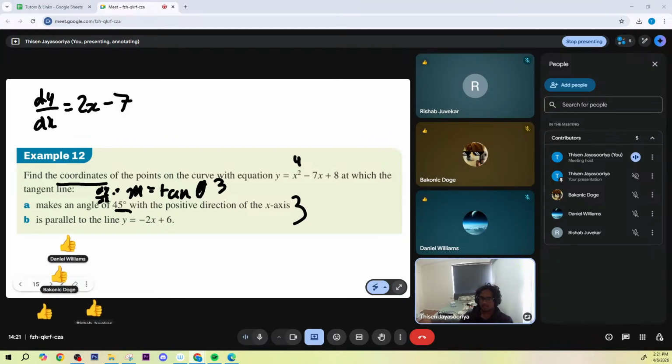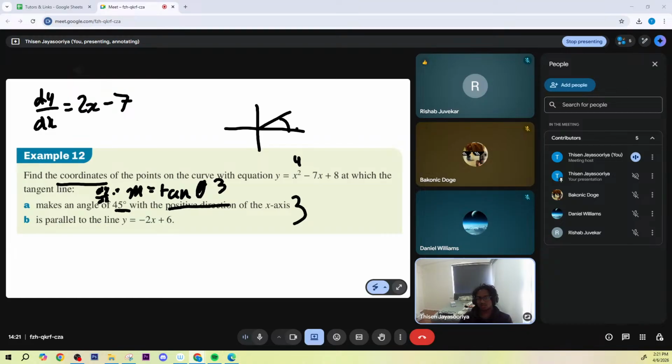The big thing is that it needs to be measured in the positive direction. So here, they measure it anti-clockwise, yeah? If they measure it in this direction down here, we have to find the obtuse angle over here. So we always measure it anti-clockwise.